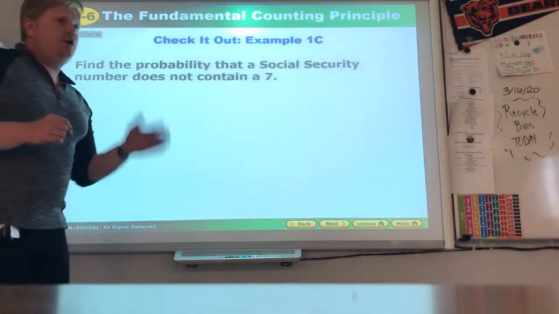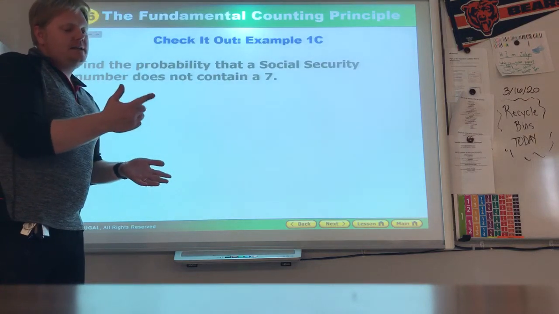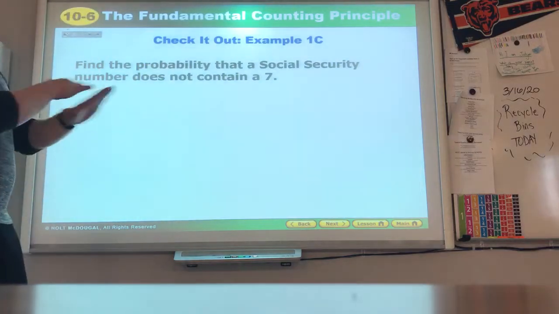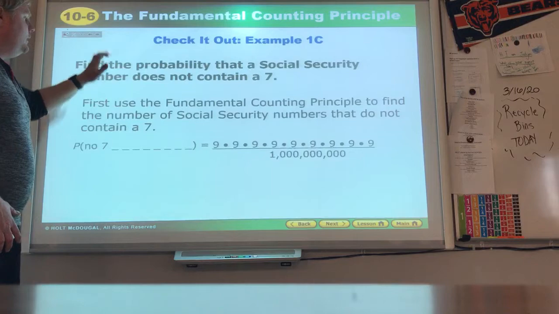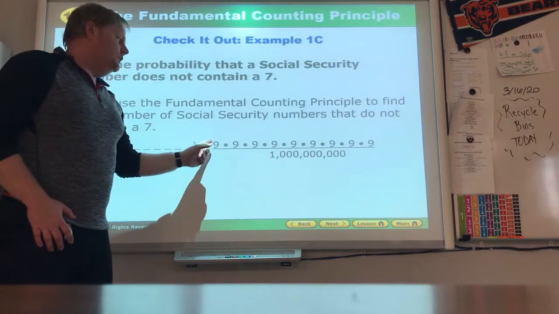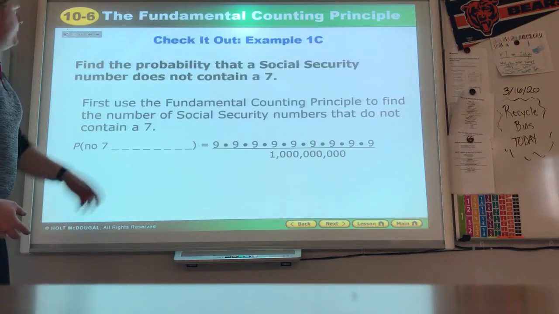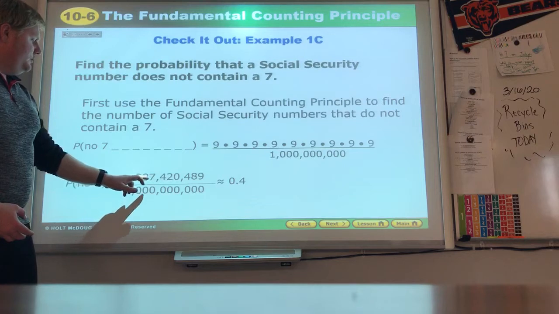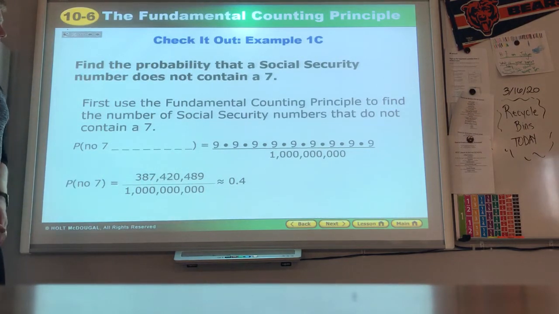So again, like before, no 7 means 1, 2, 3, 4, 5, 6, 8, 9, 10. Those all work. But that 7, no. So we're going to get a 9 out of 10 because that 7 can't be. And all of them have to be 9 out of 10s. All right? When they multiply that out, that means you get 387,420,489 over 1 billion. So there are that many numbers without a 7.